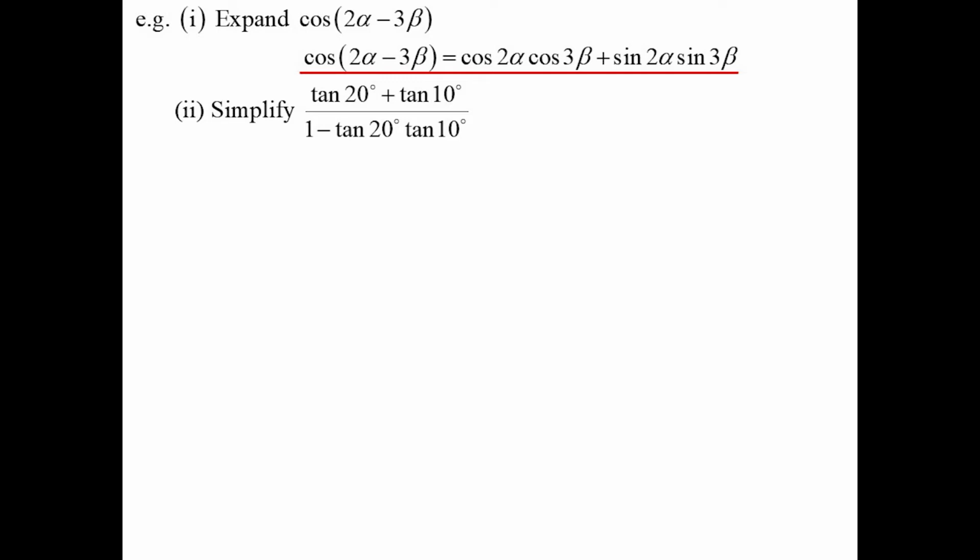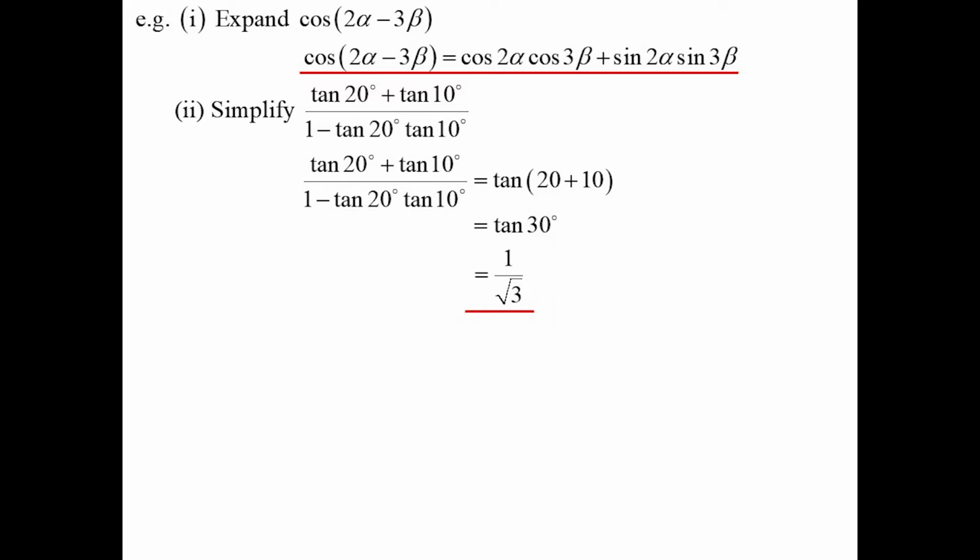Simplify this. The temptation is to go to our calculator and see what happens. But if you look at it, it's got one of the patterns we recognise. Look, it's tan plus tan on 1 minus tan tan. So therefore that must be the tan of 20 plus 10, which is 30. That's one of our exact values. Tan of 30 is 1 on root 3.